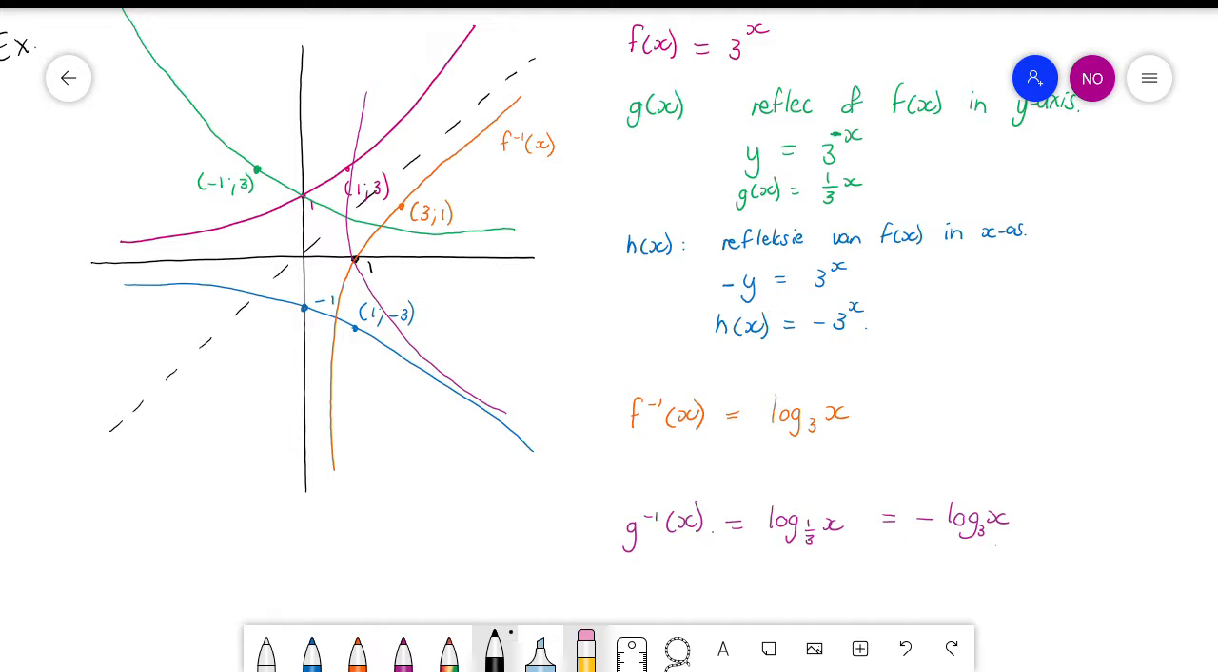Okay, and I want you to look only at these two.